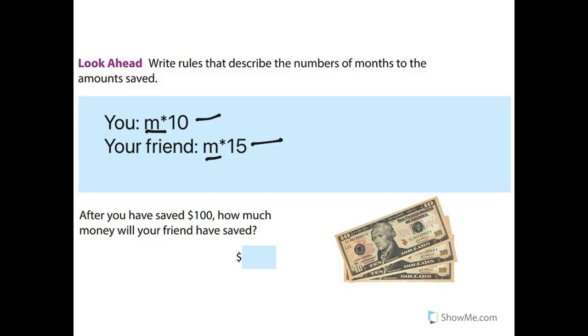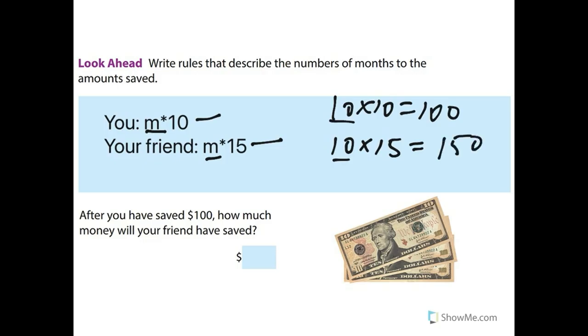So then it says, after you have saved $100, how much money will your friend have saved? Well, 100 would be 10 times 10, right? 10 times 10, that would be 100. Well, then 10 times 15, because we get the same number there, $150 your friend would have saved.